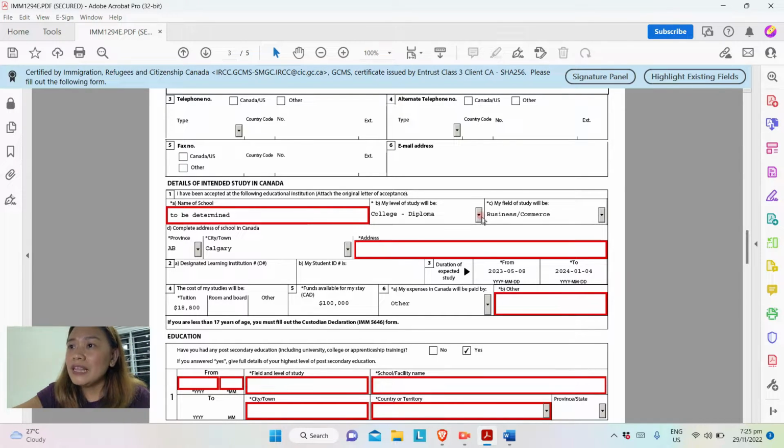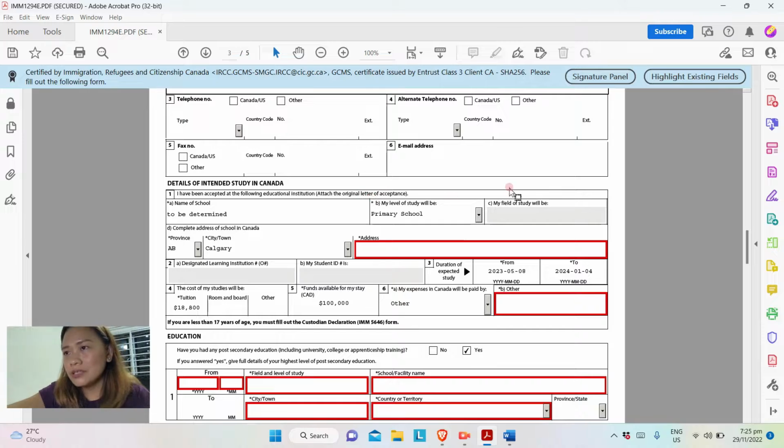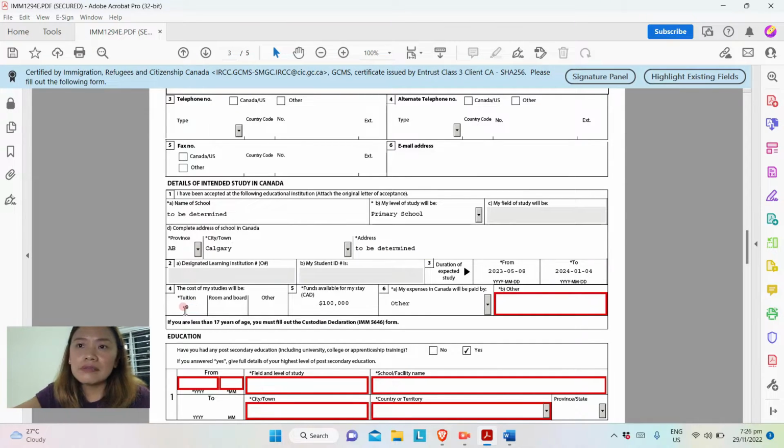Okay. The level will be primary. Remember, the child that I put here is 7 years old. The province and the address are to be determined as well. For the tuition for the child, it's 0 because their education is free. For others, you can put 3,000, because for each child you are required to have 3,000. And then funds available for my stay would be the same as the primary applicant, and the expenses in Canada will be paid by parents.